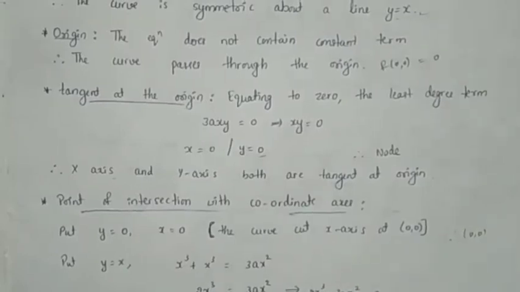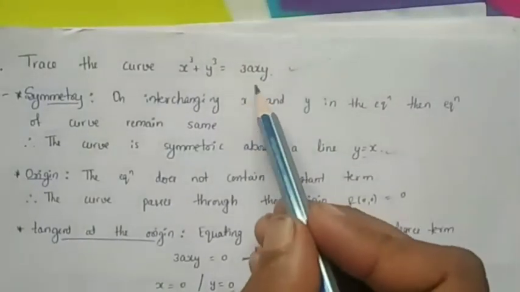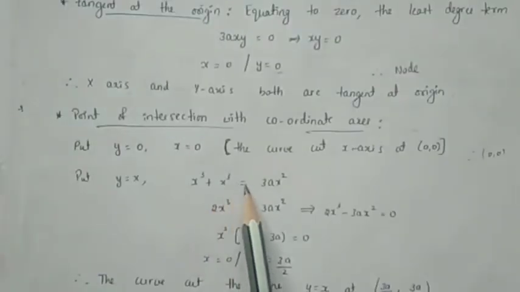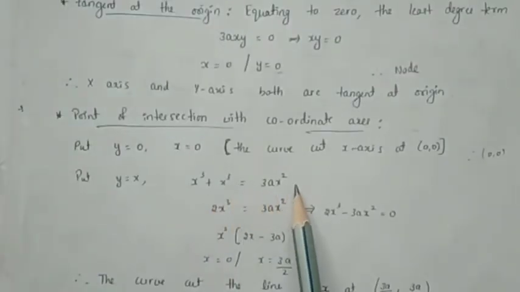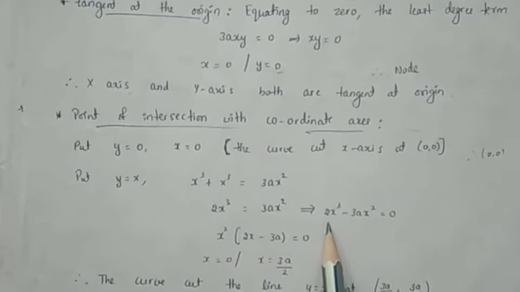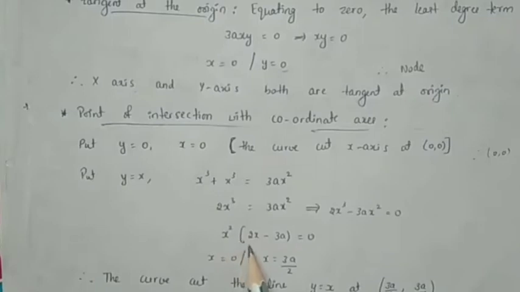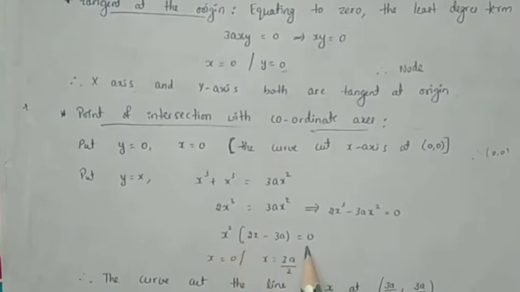Next, you put y is equal to x in the equation of the curve, you get x cube plus x cube is equal to 3ax square. You get 2x cube minus 3ax square is equal to 0. You take x square as common, you get x square into 2x minus 3a is equal to 0. Either x is equal to 0 or x is equal to 3a by 2.